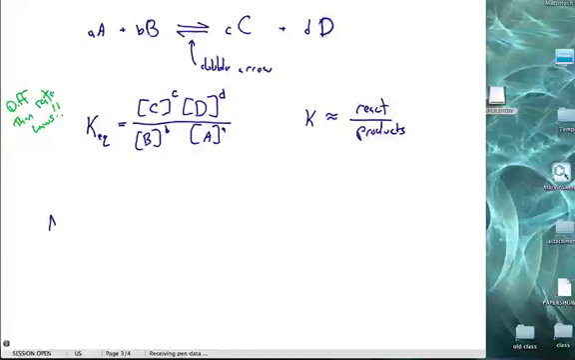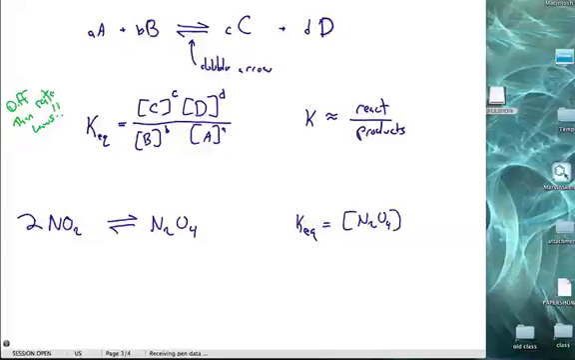So let's take a look at an example. 2NO2 going to N2O4. The equilibrium expression for this would be KEQ is equal to the concentration of N2O4 divided by the concentration of NO2 squared. And these are equilibrium concentrations. This is the concentration of those species at equilibrium. That's simple. Makes it quite trivial to write an equilibrium statement. Always products over reactants.